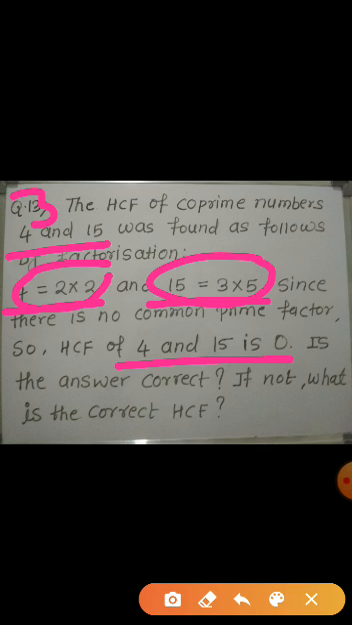No, the answer is not correct. Why? Even though there is no common prime factor between 4 and 15, we know that 1 is a factor of every number. And note that in the question it is given that 4 and 15 are co-prime numbers. And we know that co-prime numbers always have one common factor, that is 1. So according to it, their HCF would be 1. So what is our answer? The answer is not correct. Whatever answer they have given to us is not correct. Their HCF would be 1.